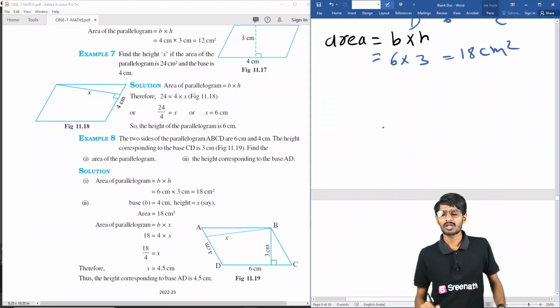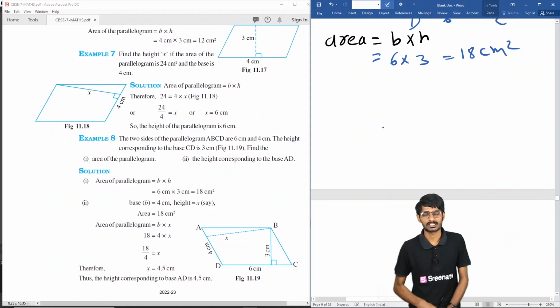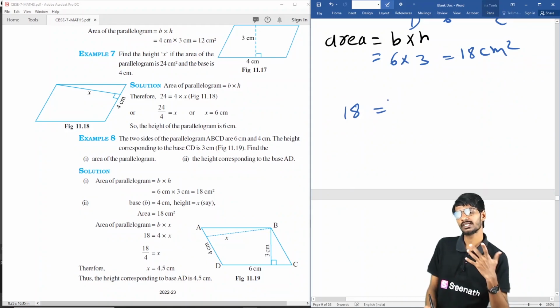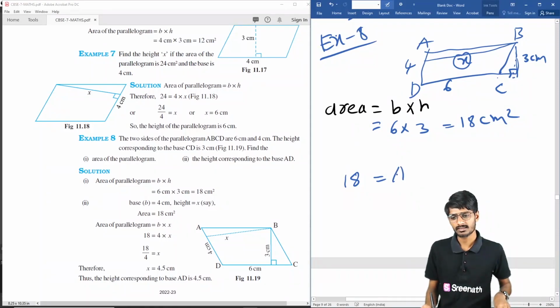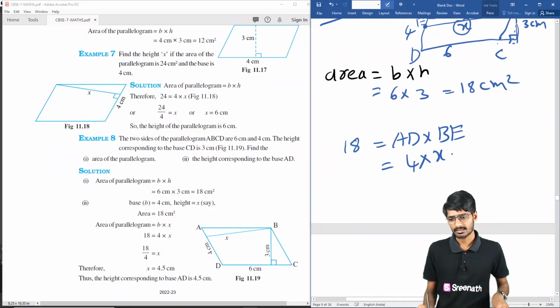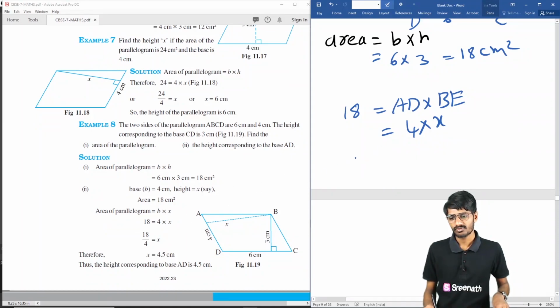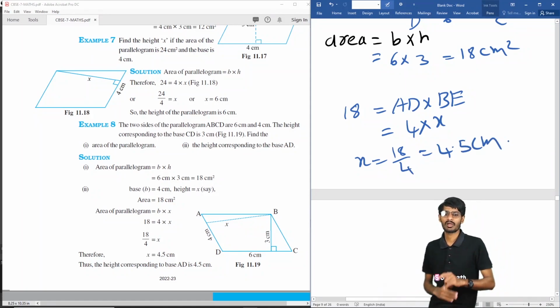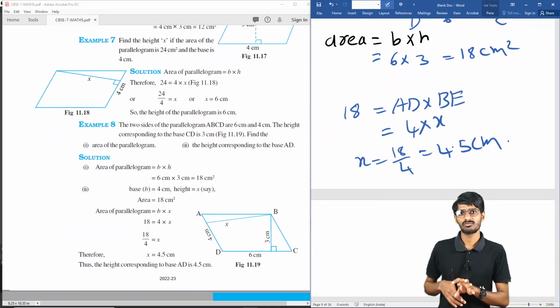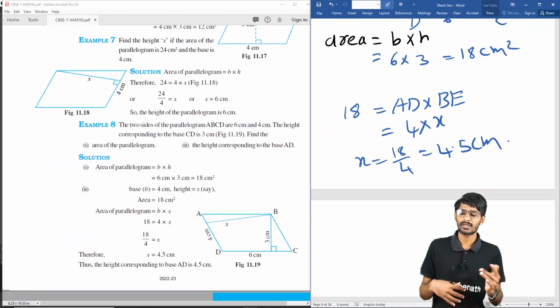So the area of the parallelogram is the same, students, regardless of the measurements. We know the area of the parallelogram is 18, and that must equal the area measured any way. In this case AD is the base, and if you name the foot of the height as E, BE is the height. AD length is 4 centimeters and BE is X. So 4X must equal 18. Finally X equals 18 by 4, that is 4.5 centimeters. That's it, students. In this way we find it. The main logic here is that the area of the parallelogram is the same, whatever way you find it, whatever base you have taken.